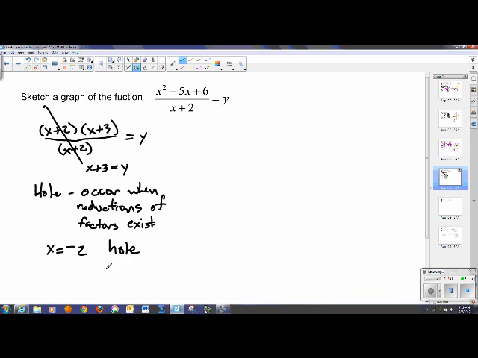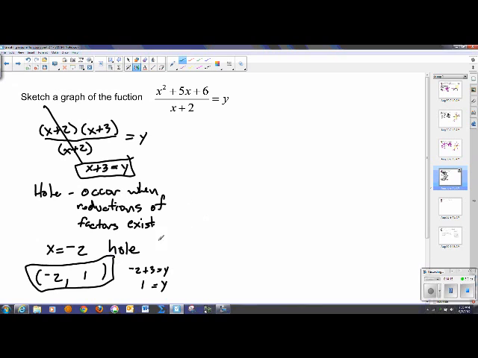Now, in order to find the y value of that hole, I have to plug -2 into my remaining equation. My remaining equation in this case is x plus 3. So if I say -2 plus 3 is my y value, y ends up equaling 1. So what I have is a hole at (-2, 1). We'll see how that plays out in a second. Let's finish this up and take a look at the graph.